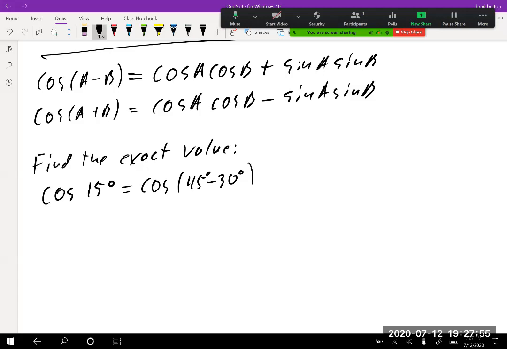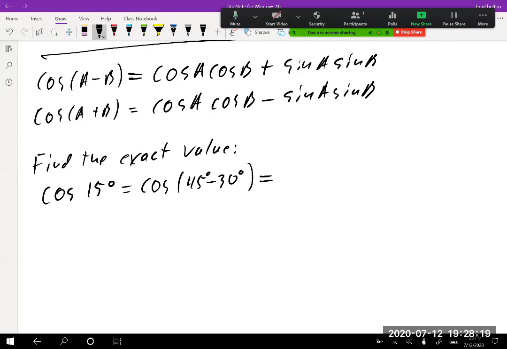Now, why did I choose 45 and 30? Well, I chose 45 and 30 because I know the cosine of a 45-degree angle and the cosine of a 30-degree angle, as well as the sine and the tangent, okay? I could have also chosen 60 degrees minus 45. That would have given me the same answer. It would still have been 15 degrees, but I chose this one because it was the easiest one to work with.